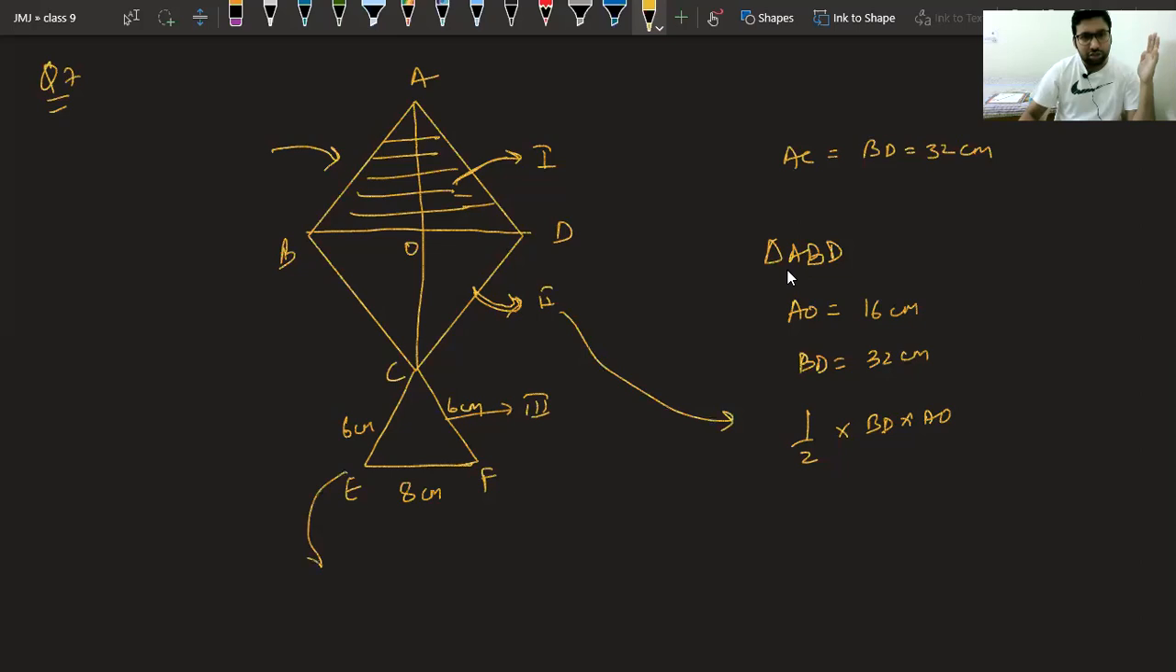The third portion, what will you do? In the third portion, how will you find the area? By our beloved Heron's formula. So we have got the answer. With this exercise you all are ready to solve on your own. Okay, so let me stop the recording.